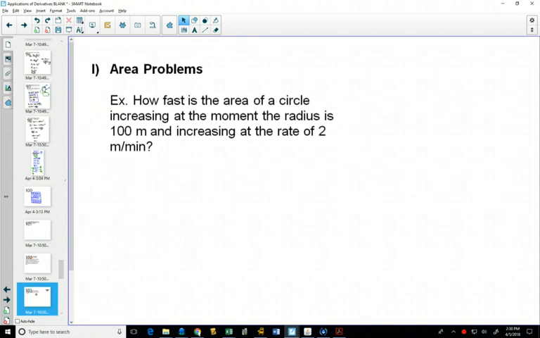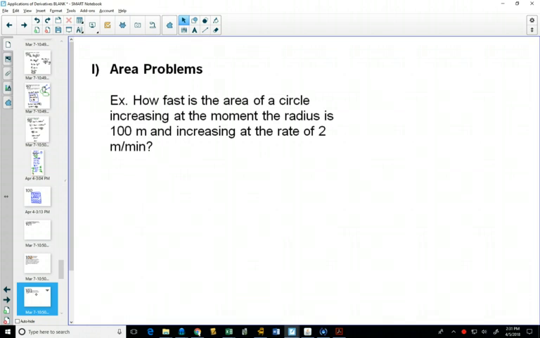I'm not sure how you would create a ripple effect in the water to do that, but the numbers don't matter, and that could be a situation where this is happening. If you drop a pebble into a pond, it creates a circle, and that ripple extends, perhaps at a constant speed. In this case, the rate is 2 meters per minute, and you want to figure out how fast the area is changing at a certain moment.